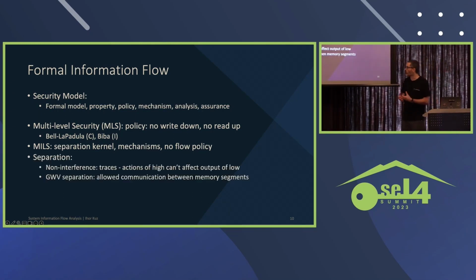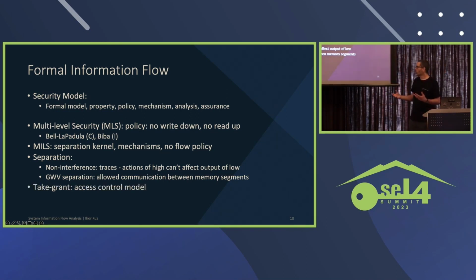There's been a lot of work on formal models of separation, so there's non-interference, which talks about traces of executions of systems and how, if they have two different categories, high and low, the actions of a high category can't affect the traces of a low category, and so there's no interference between those two. There's a different version of that, which is GWV separation, which talks about the allowed communication between memory segments. And then there's a lot of work that looks at these two models and asks, are they the same, are they different? And then there's work that looks at these separation models and the MLS models and asks, are they the same, are they different, and so on. And that does a lot of formalization, a lot of math, a lot of formal methods and stuff like that.